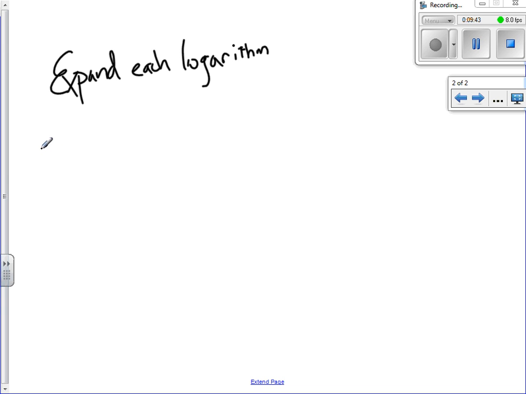All right, so let's say that you're given something like this. Log base 6 of 3 to the 6th over 2 to the 6th, and we want to expand it. So now we want to take that single logarithm that's in our problem, and we want to try to rewrite it so we have the word log in there more than once.